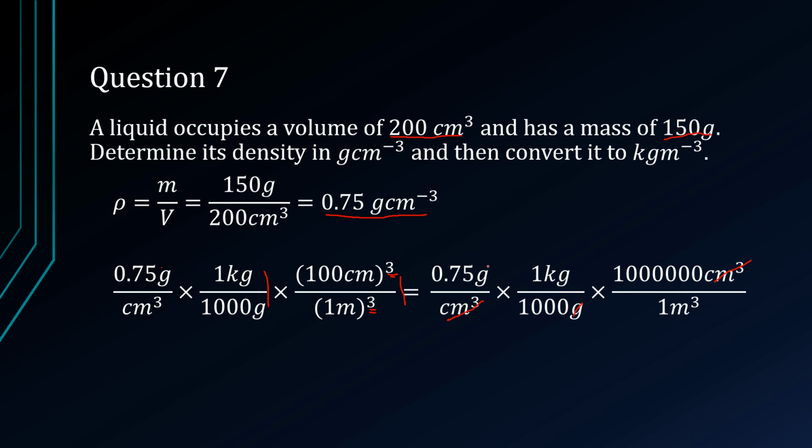and we see that we get 0.75 multiplied by kg multiplied by 1000 divided by cubic meter. And we see the answer is 750 kilograms per cubic meter.